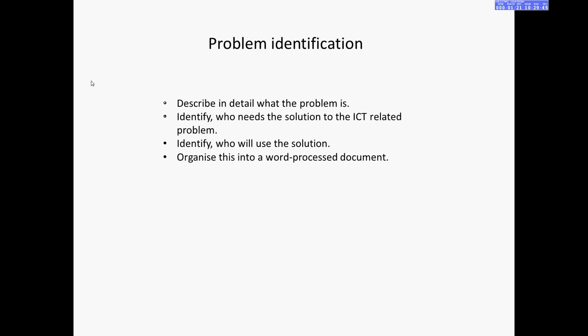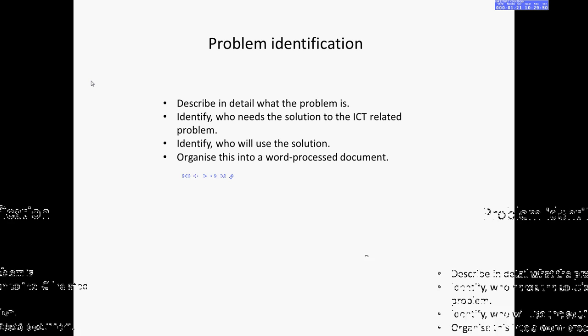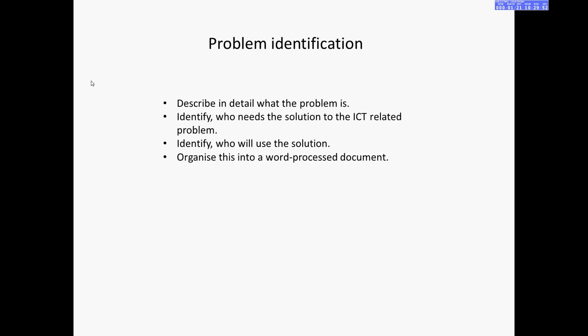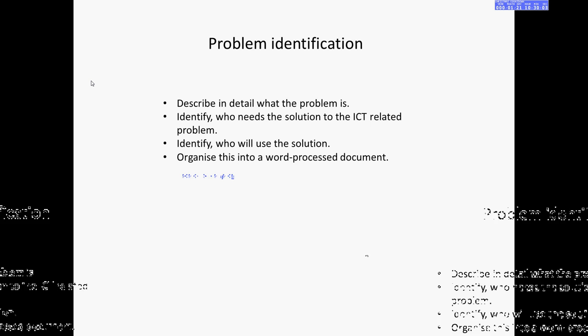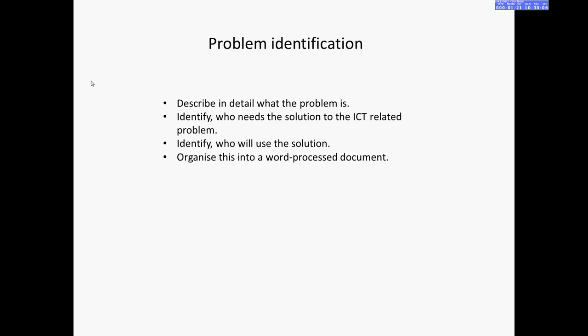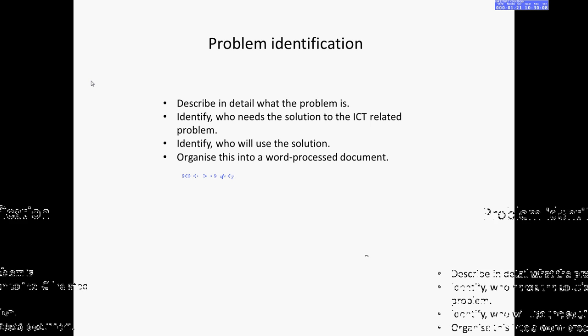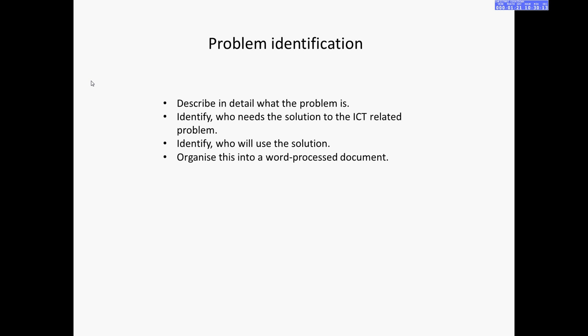So if we go on to the next slide, the next point we're going to be looking at is the problem identification. What we need to be doing with this section is describe in detail what the problem is, as this is all going to be important for the sample work section of the exam. This is the main body of the sample work. We need to describe in detail what the problem is, identify who needs a solution to the ICT related problem, and identify who will use the solution. And also you need to organize this into a Word document for your sample work.